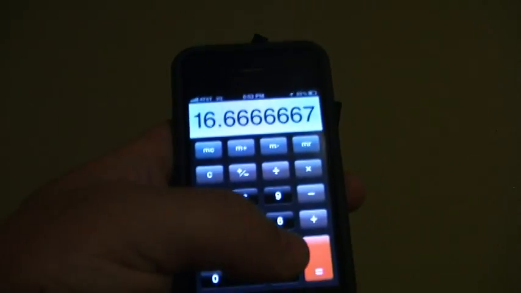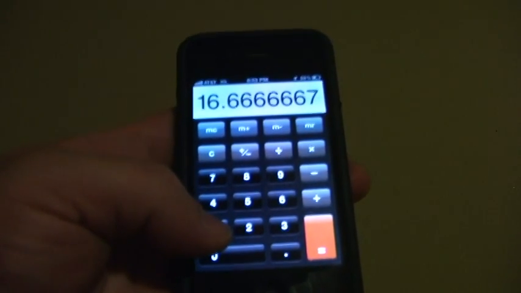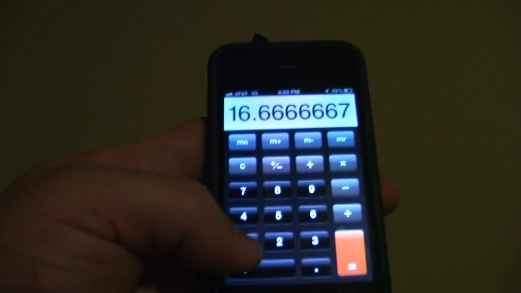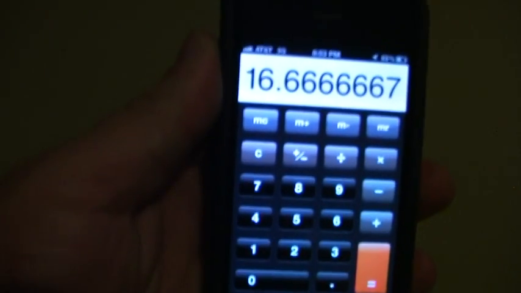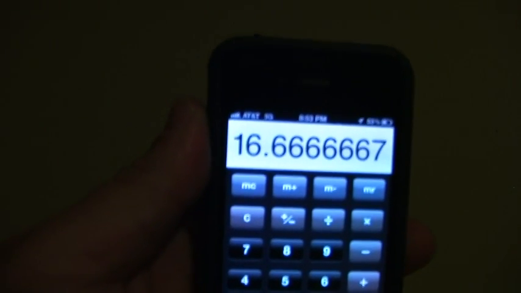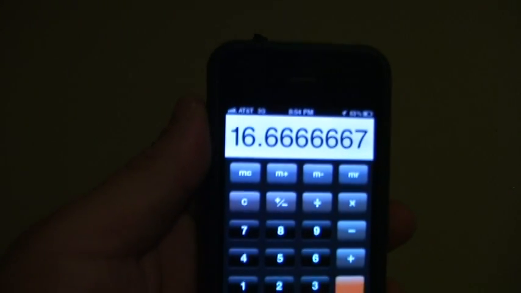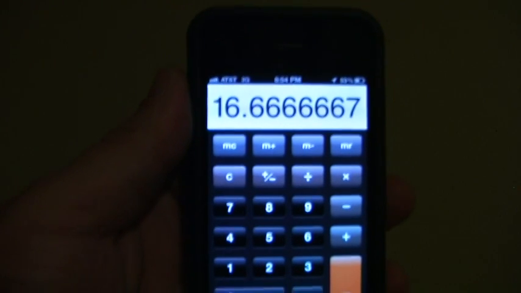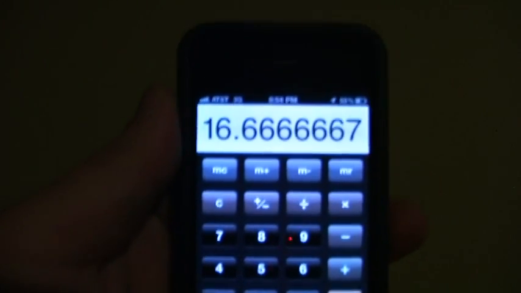You get your calculator. To convert it to R value, it's 1 divided by your U value, which in my case is 0.06. So that tells me I've got an R value of 16 in my wall. And this is figuring the insulation, the brick, the whole wall system. So that's how you can figure out the R value of your wall.